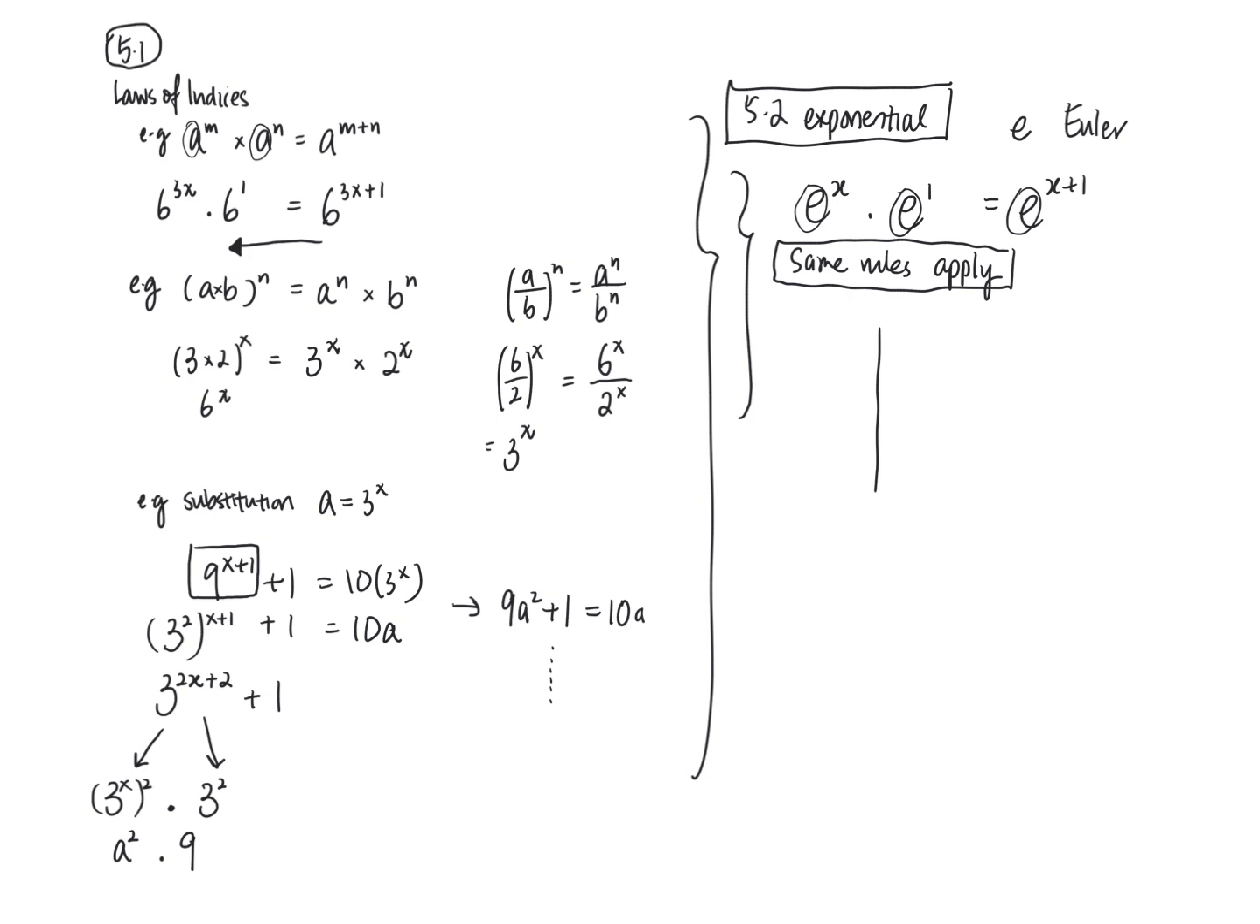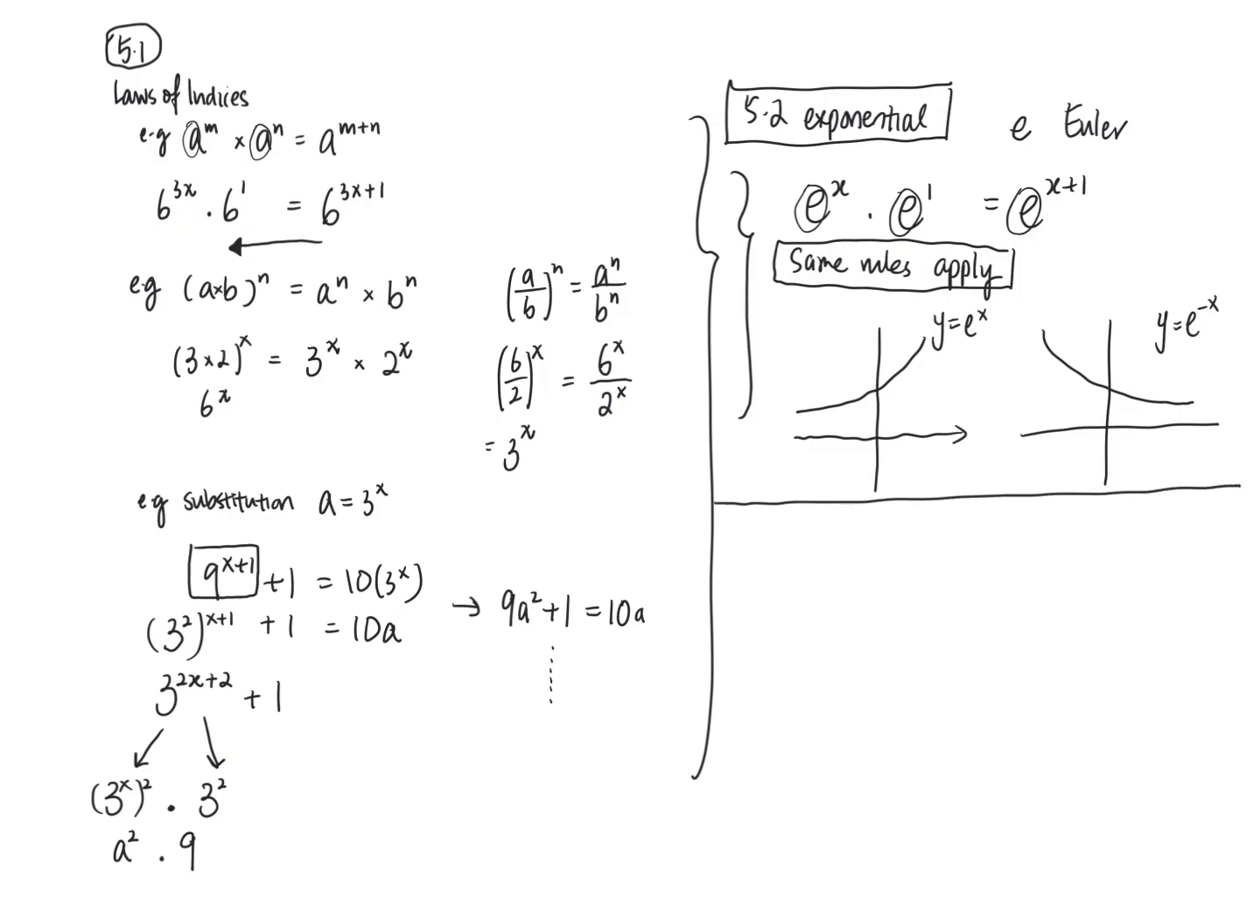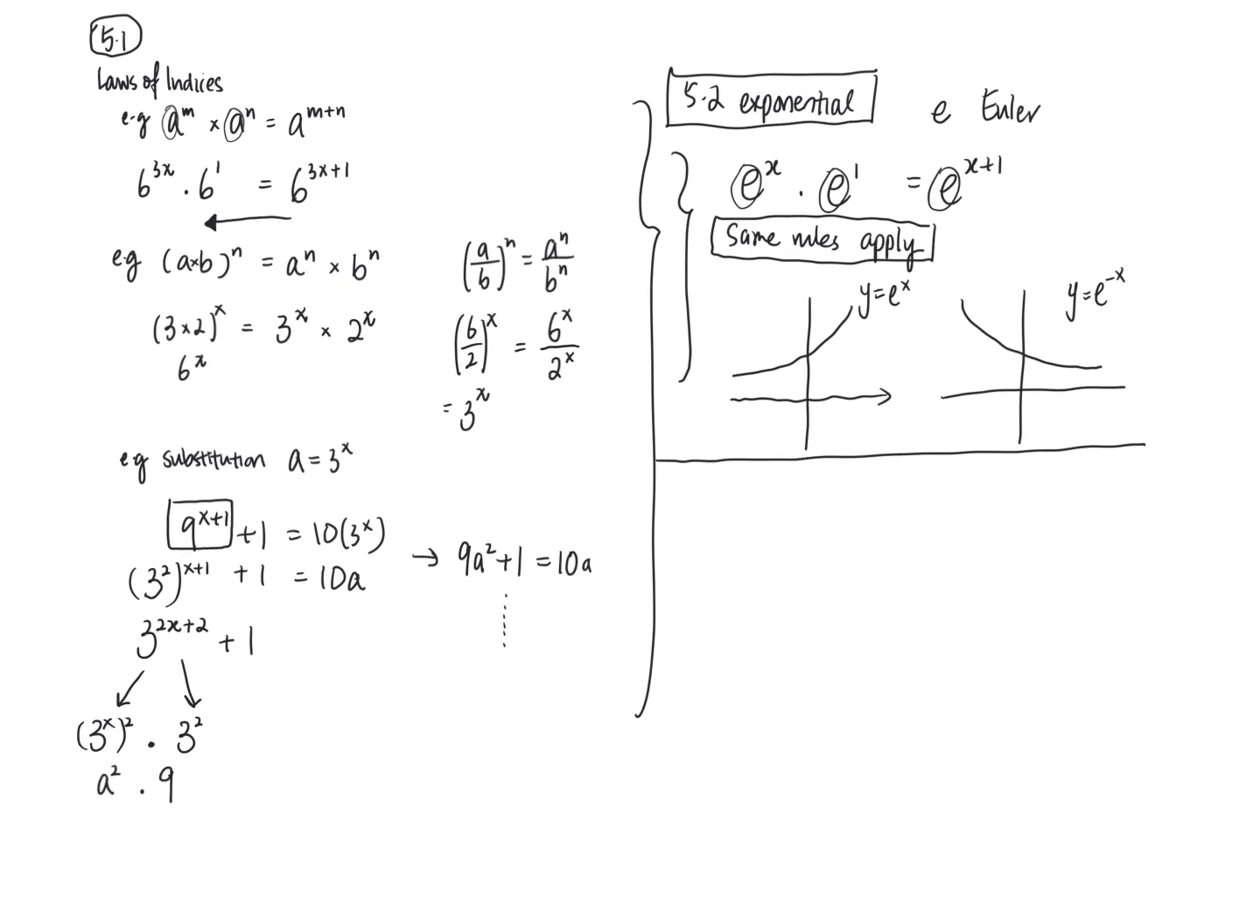And then they tell us that the two graphs look like this. So this is y equals e^x. This is y equals e^(-x). So there's these two types of graphs. And then of course there's the application question, the problem sum. So 5.2 only like that. Okay, then we go into 5.3 and 5.4, which is the log and ln expression.